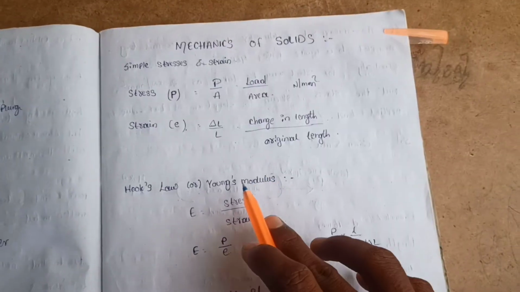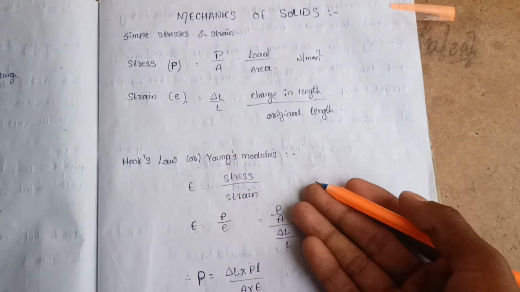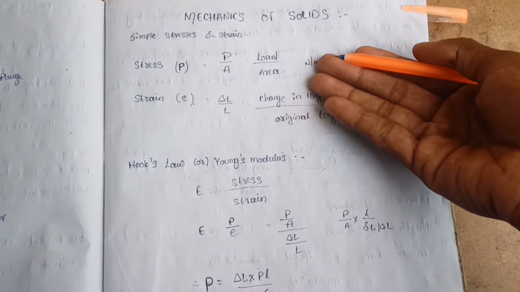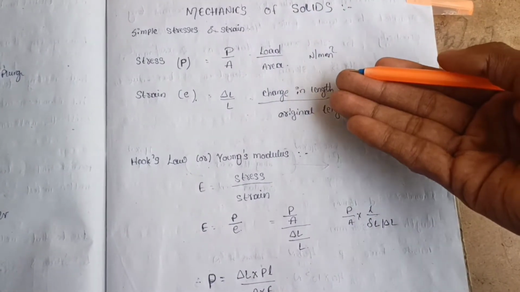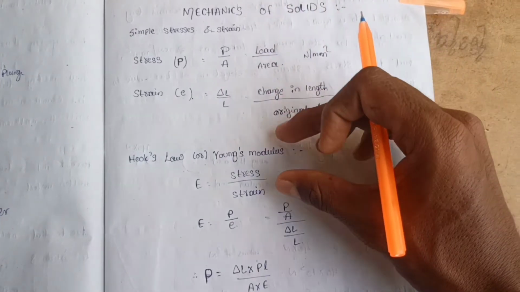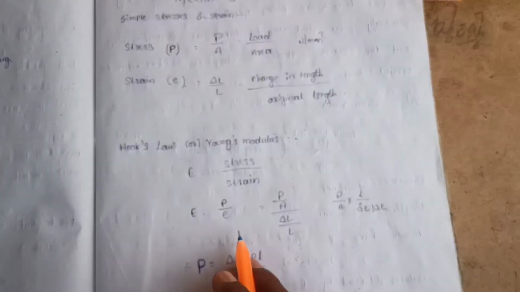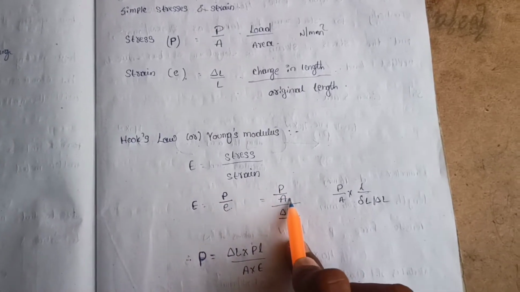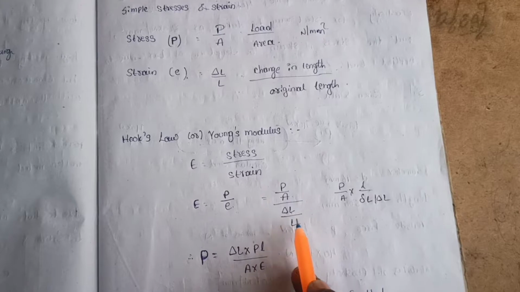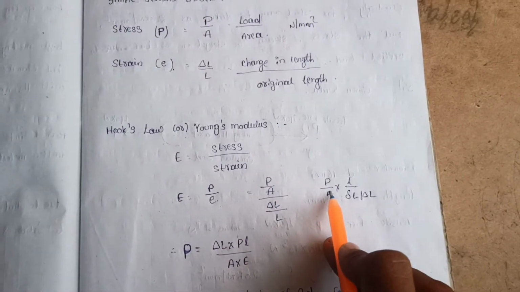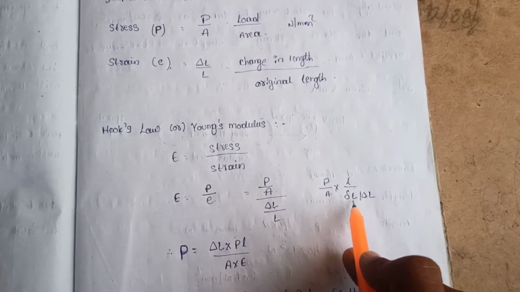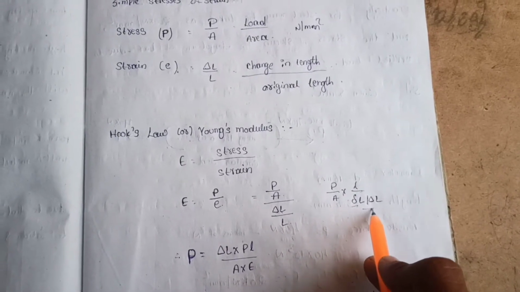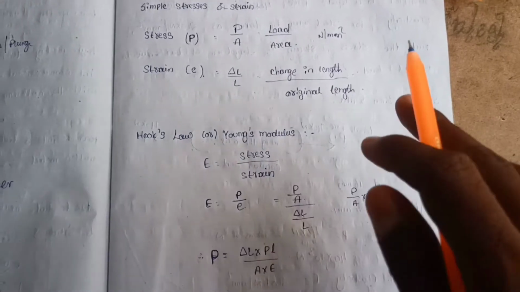Next, Hooke's law or Young's modulus. Young's modulus or Hooke's law is nothing but stress by strain. What is stress? We know it is load by area. What is strain? Change in length by original length. So this becomes Young's modulus or Hooke's law. Stress means P by A, strain means delta L by L. So totally we get P by A into L by delta L. We can write this symbol or this symbol, either symbol we can use. This is Young's modulus.